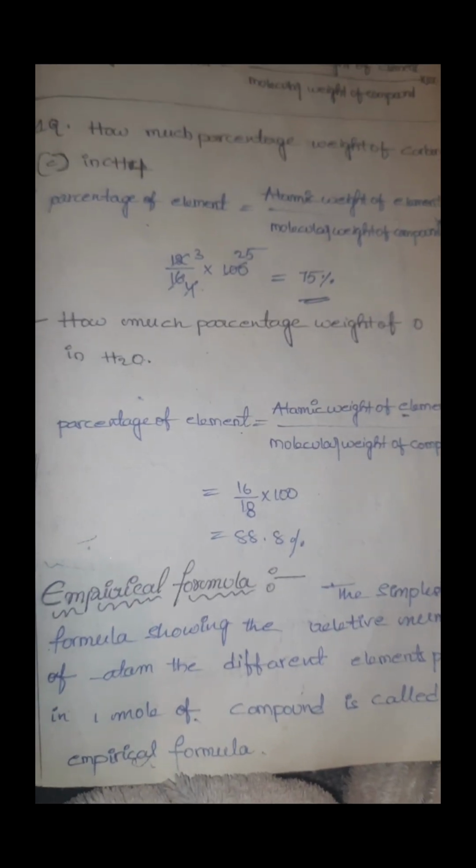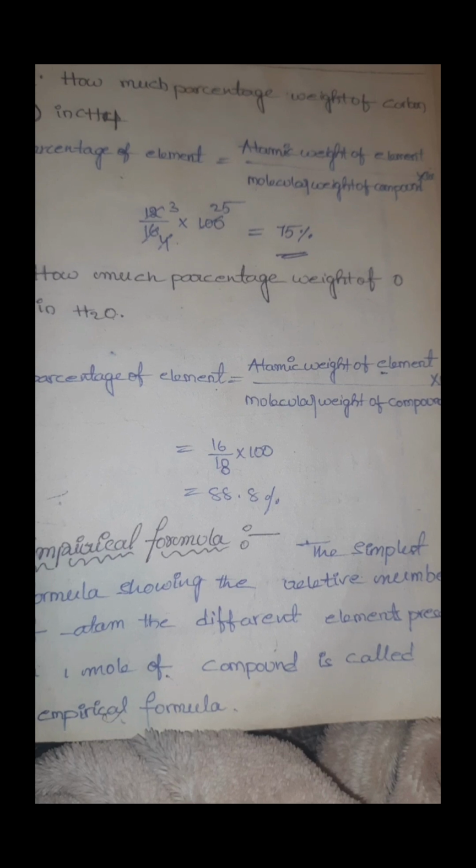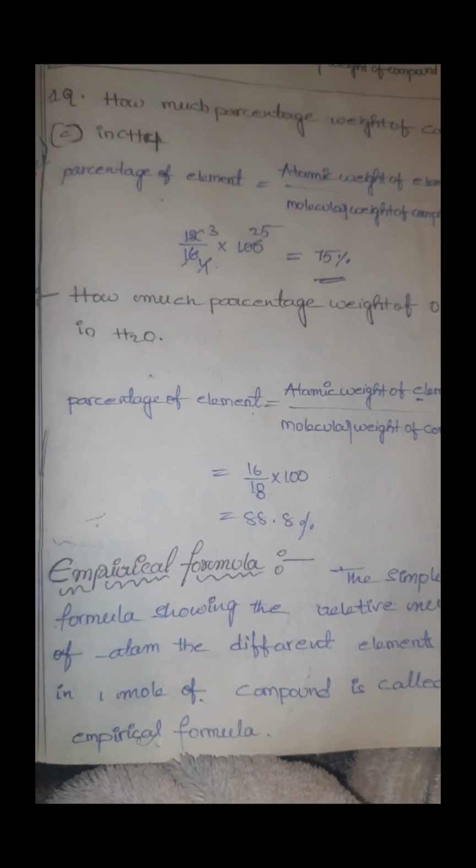How much percentage by weight of oxygen is in H2O? The percentage of element equals the atomic weight of the element divided by the molecular weight of the compound, times 100. That is 16 by 18 times 100, so 88.8% oxygen is present in the given molecule, water.